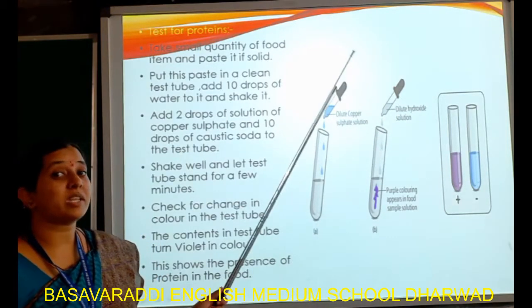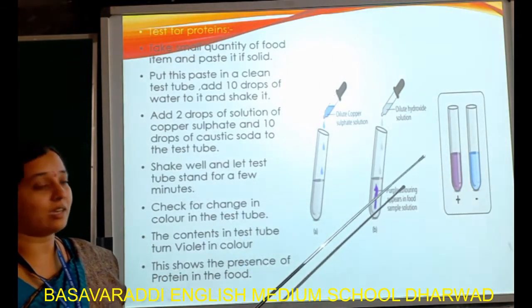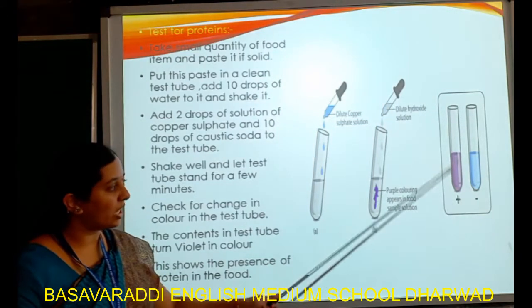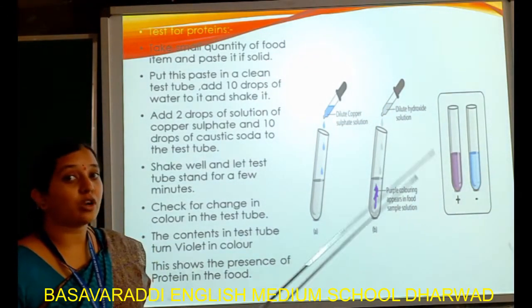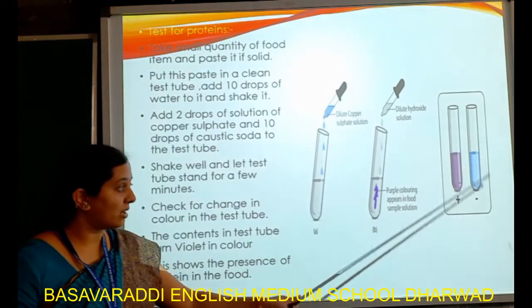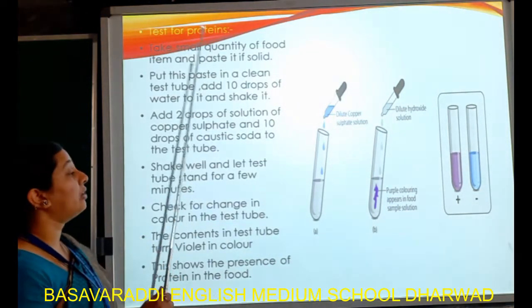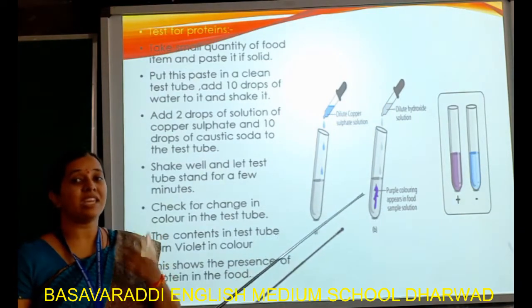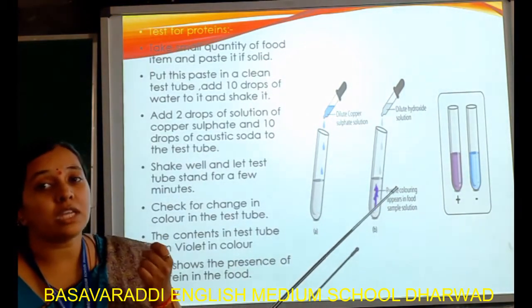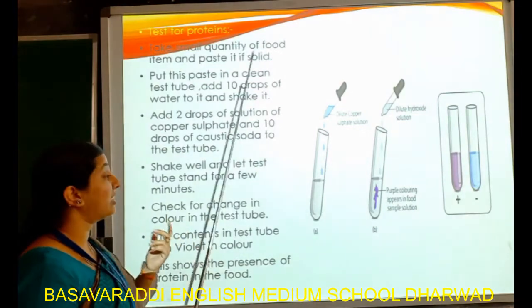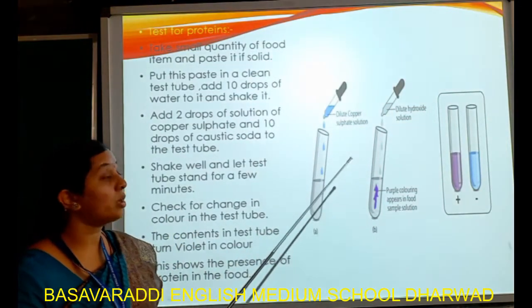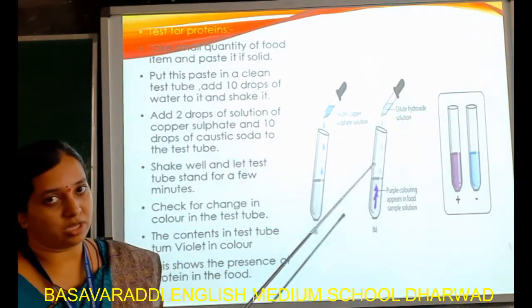When there is a presence of protein, it will turn into violet color. If the food does not have protein, it will remain blue only. So this shows whether the food material that we eat has protein in it or not. This is one of the tests performed to check the presence of proteins.